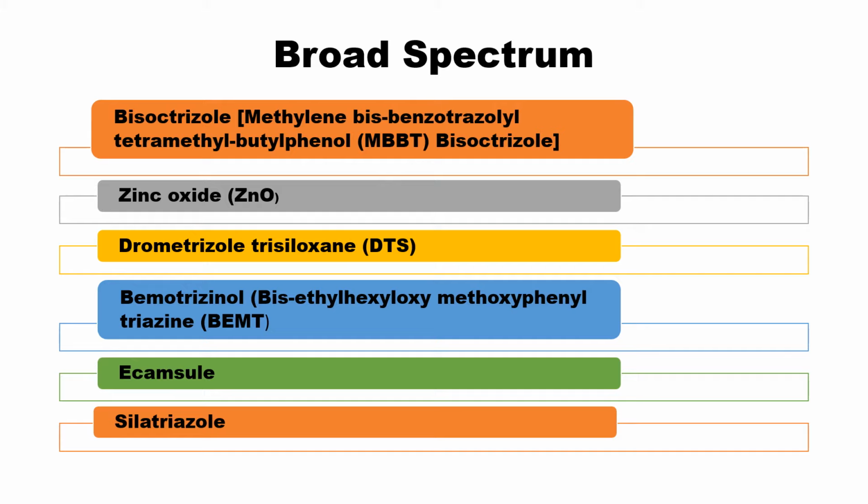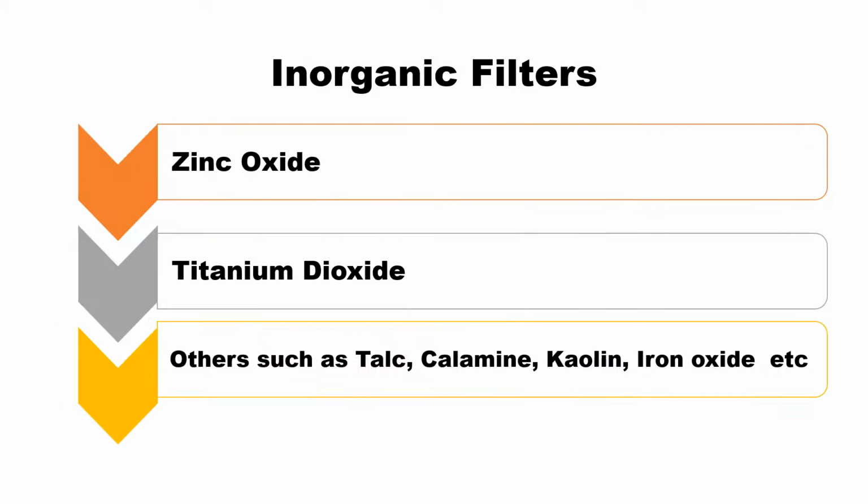First, the preferred one is zinc oxide from the inorganic category. Then comes ecamsule, then drometrizole trisiloxane, then bemotrizinol, bisoctrizole. You will be amazed to see that you will find zinc oxide, bisoctrizole, and ecamsule in most of the widely used sunscreen agents.